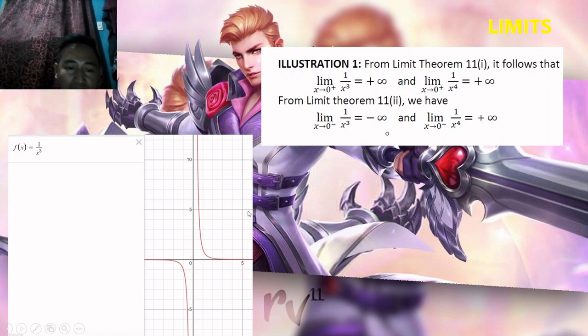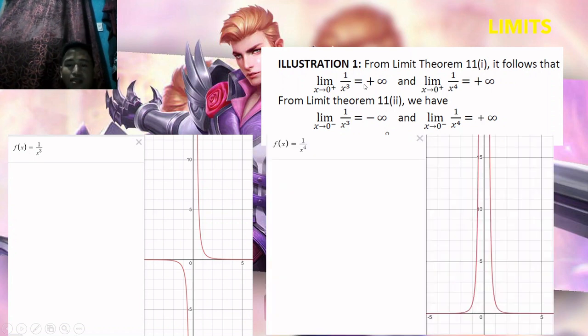So, the left side is 0. As x approaches 0 from the right, it heads toward positive infinity. Class, for 1 over x to the 4th, the graph on both sides heads toward positive infinity.